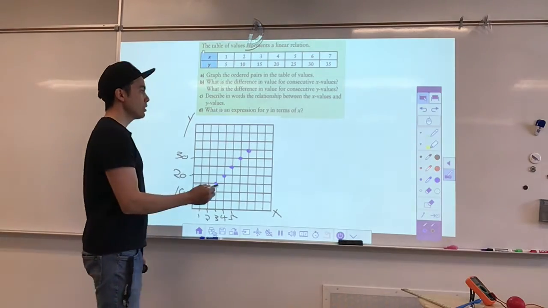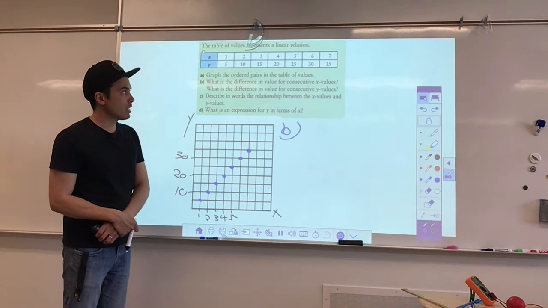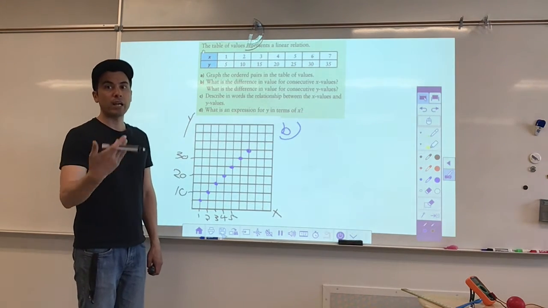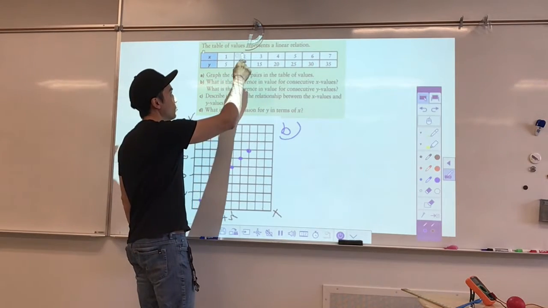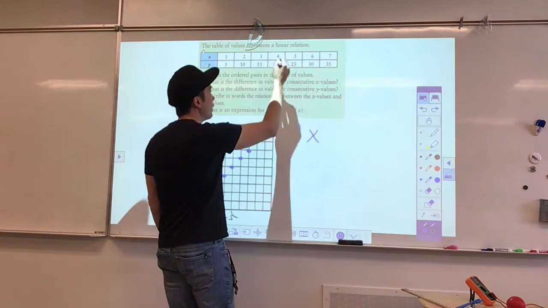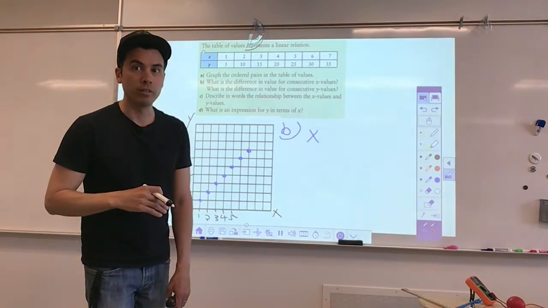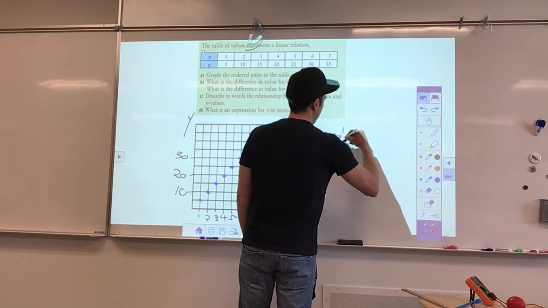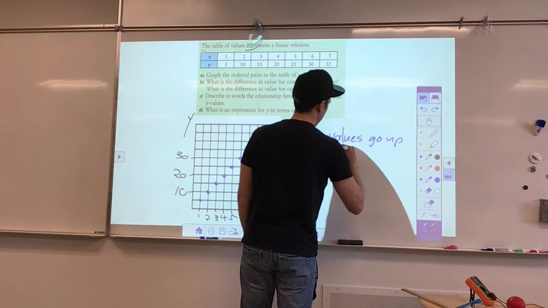Okay, so the next question. B, what is the difference in value for consecutive x values? Consecutive just means one after another as I see them on this table of values. The difference as I go from 1 to 2 is 1. As I go from 2 to 3 is 1. Every time I look at my x values, they're always going up by 1. So I'm just going to say x values go up by 1.